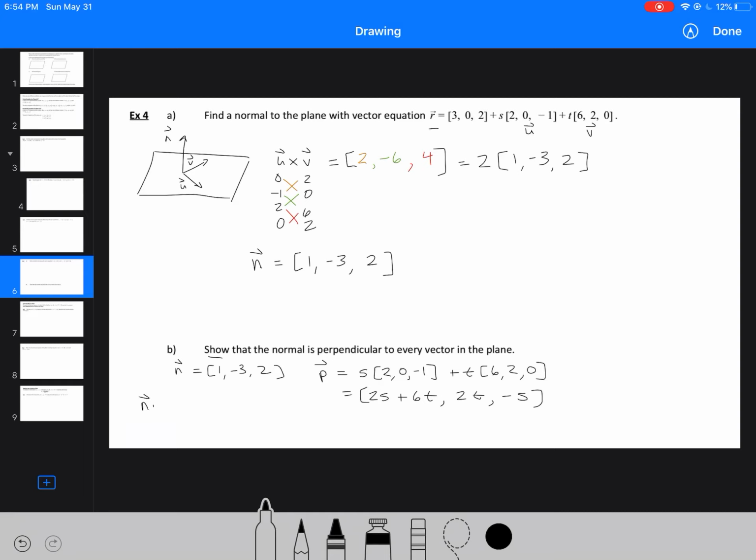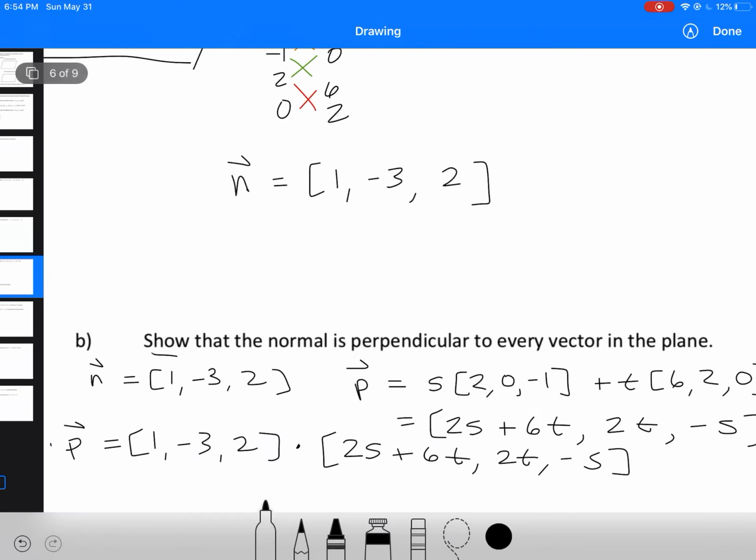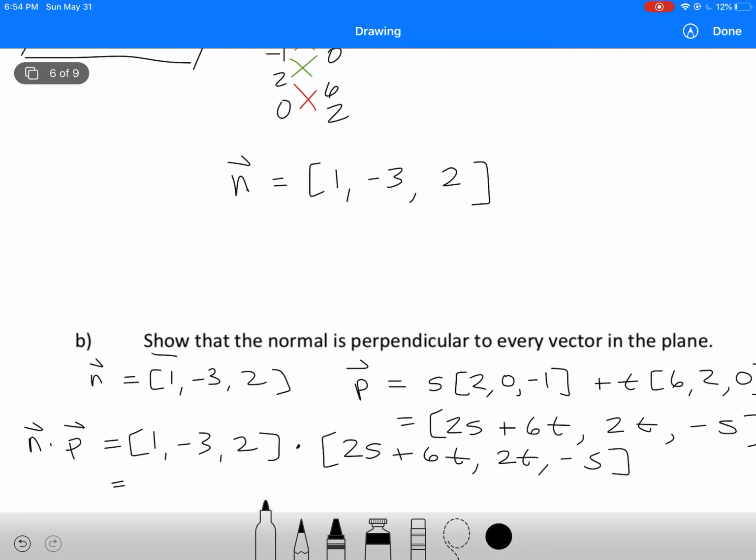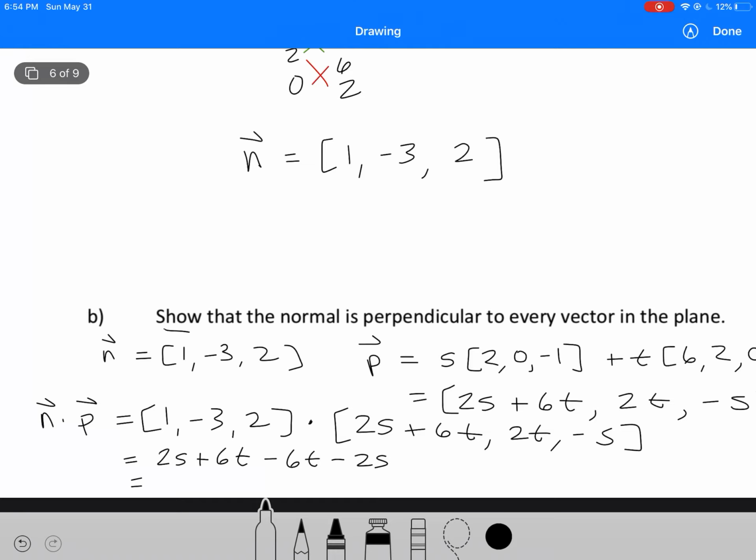So now if those two are perpendicular, if we find the dot product, it should equal 0. So I'm going to do 1, minus 3, 2, dotted with 2s plus 6t, 2t, minus s. Zoom in a little bit so I have a little bit more space. When I expand that, I'm going to get 2s plus 6t minus 6t minus 2s, which does in fact give me 0. Therefore, the normal is perpendicular to every vector on the plane.